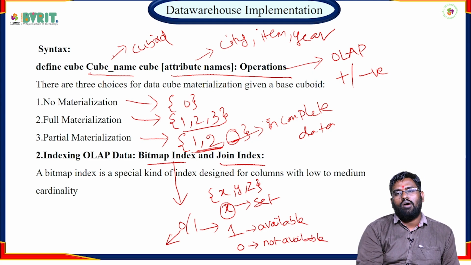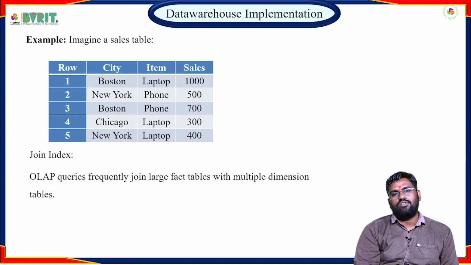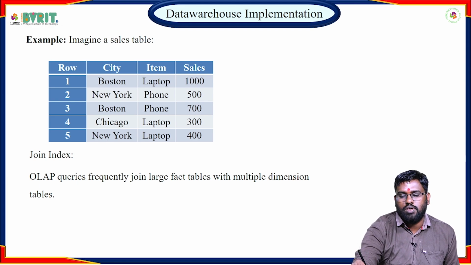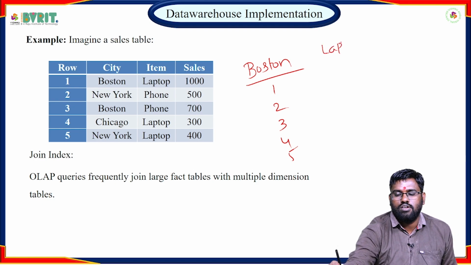Join index means we need to combine two tables into a single table. I will give an example so you will understand what the bitmap index and the join index are. I have taken one example with different items or attributes. We have different cities and different items along with the sales. First I will show you with Boston. We have a total of 1, 2, 3, 4, 5 rows. The city is Boston along with laptops and sales.